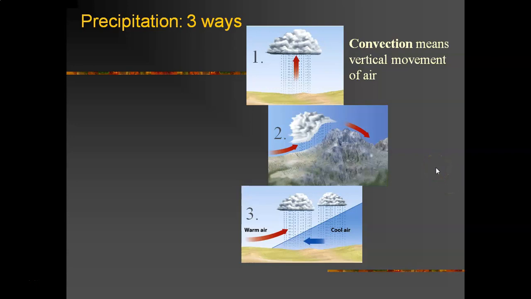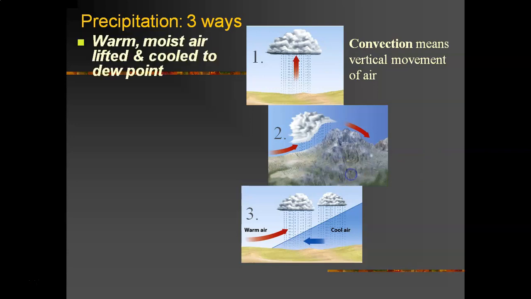Precipitation process. This is lecture number 2. We're going to introduce 3 ways to produce precipitation. And in all 3 ways, what you've got to do is get warm and moist air at ground level, and somehow get it lifted into the troposphere and cooled to dew point.